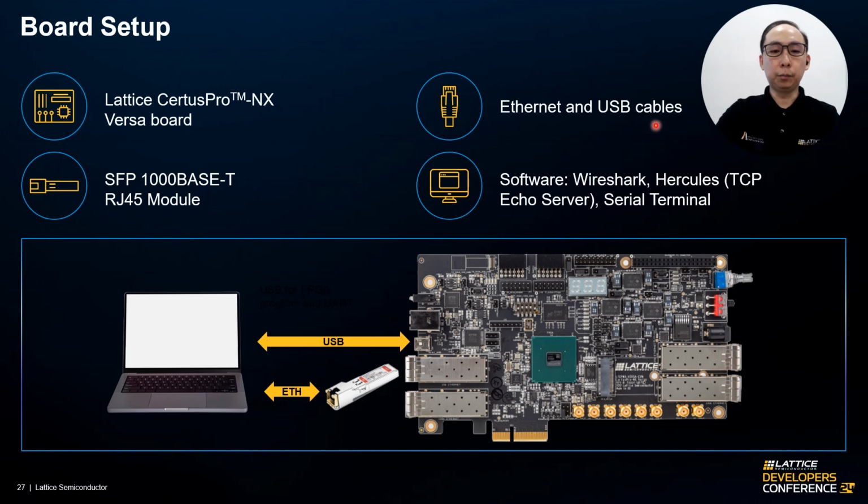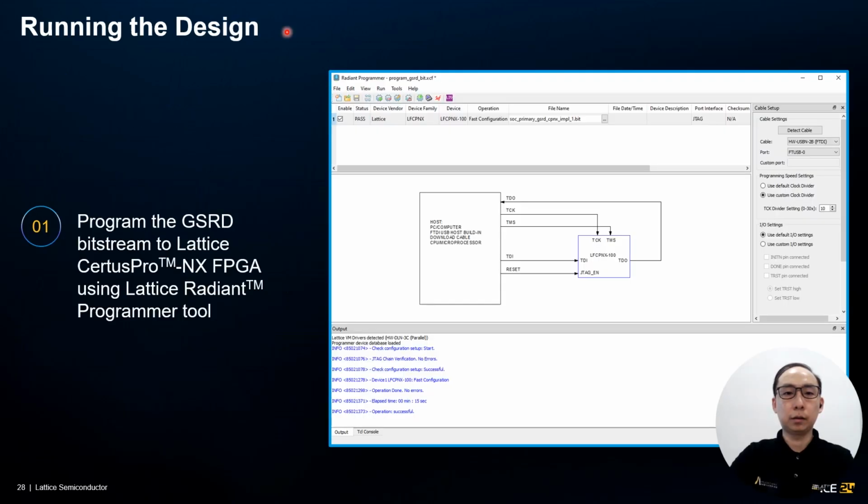Ethernet and USB cables are used both for the Ethernet data transfer as well as for programming the FPGA via the USB cable. The software used in this demonstration includes Wireshark for packet analysis, and Hercules for the TCP echo server as well as a serial terminal software program. The upcoming slides show the steps to run the demonstration.